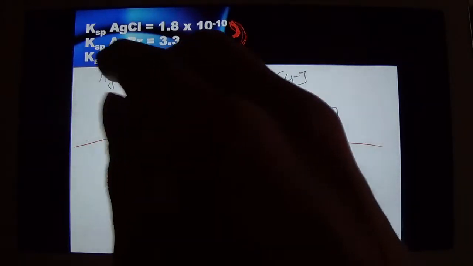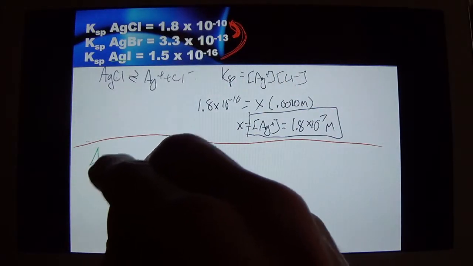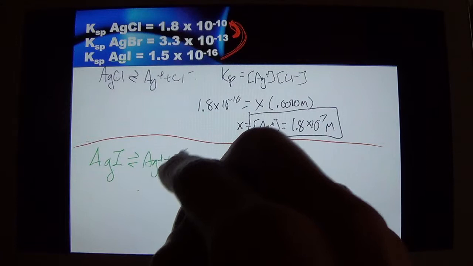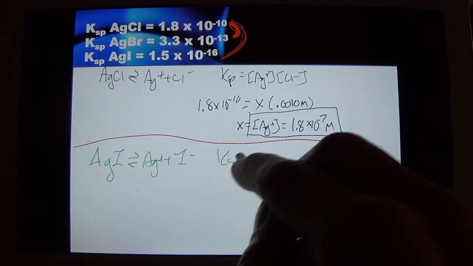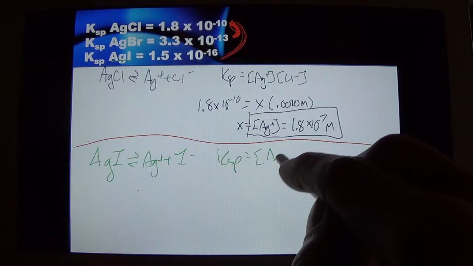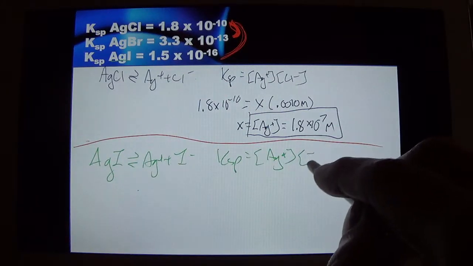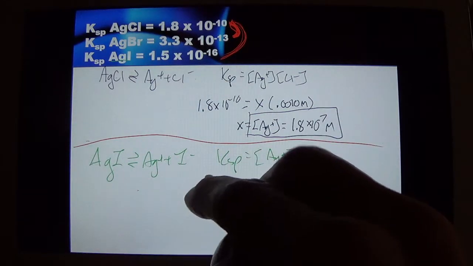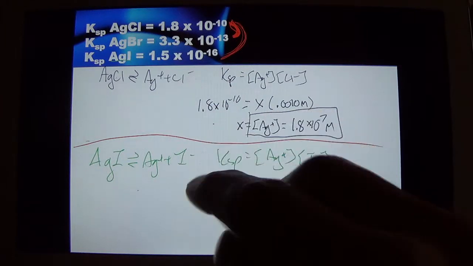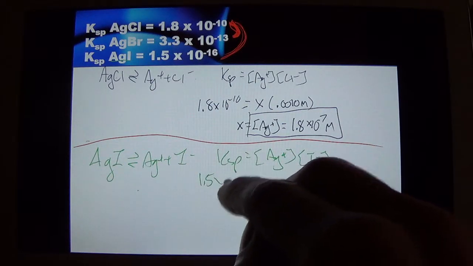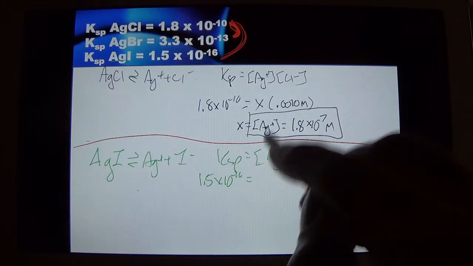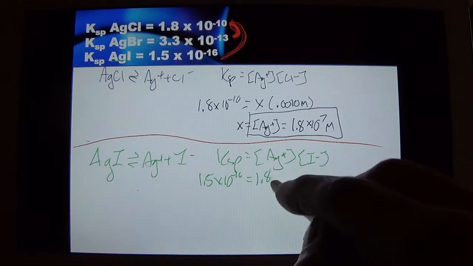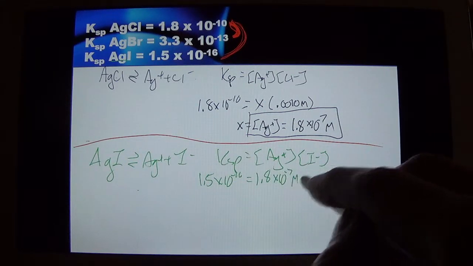I'm going to focus on the silver iodide. So my formula, AgI in equilibrium with Ag ions and I ions. My KSP, and the coefficients are the exponents. And I don't write solids and liquids. Now let's fill in what we know. My KSP for silver iodide is 1.5 times 10 to the negative 16. My silver ion concentration is the same as we first calculated, 1.8 times 10 to the negative 7 molarity.